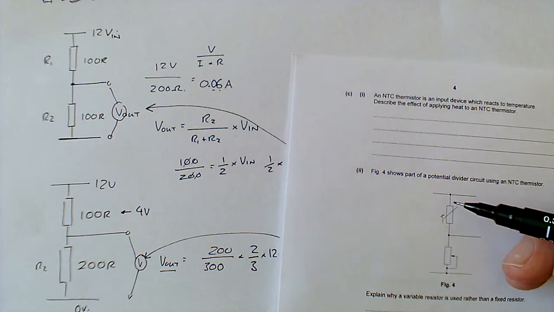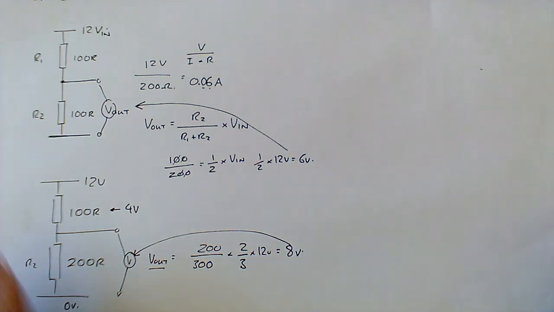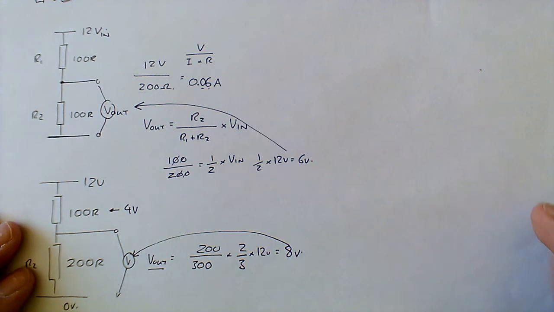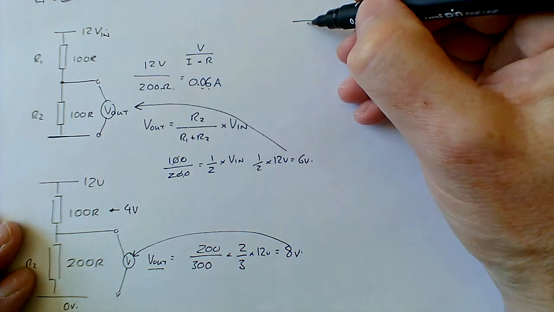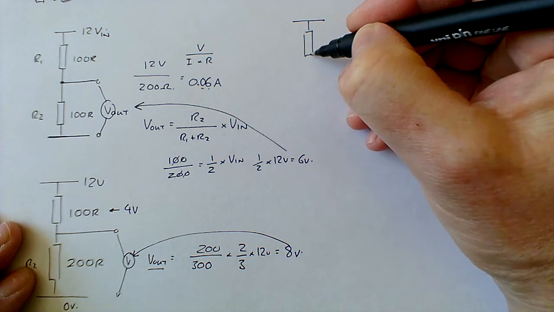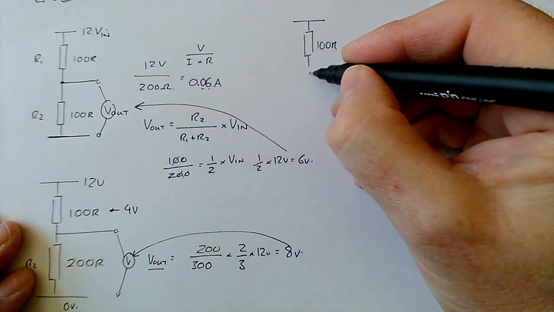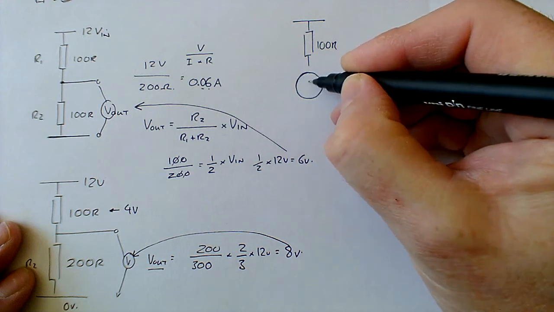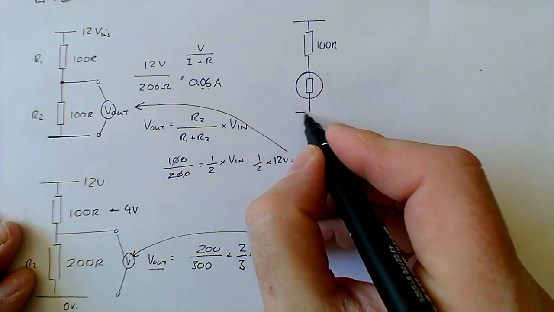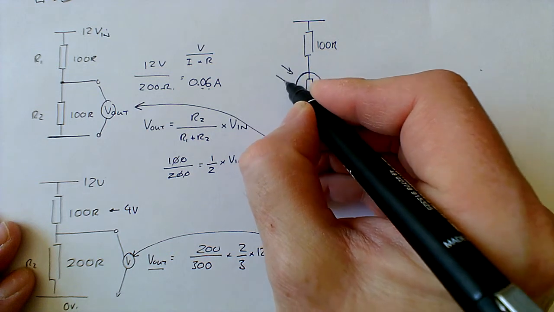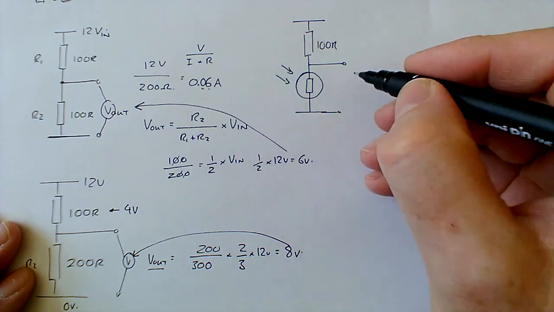I want to look at this idea of some sort of sensor that's responding to our environment. So let's have a look at an example which is a little bit more quick in its response. Temperatures can be a little bit slow. So I'm going to put my 100 ohm resistor here, and then here I'm going to put a light dependent resistor. There's the light coming in.